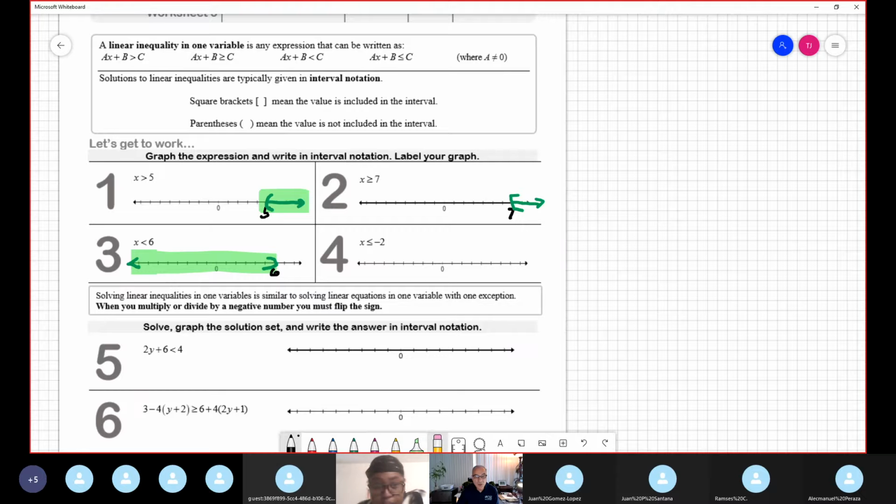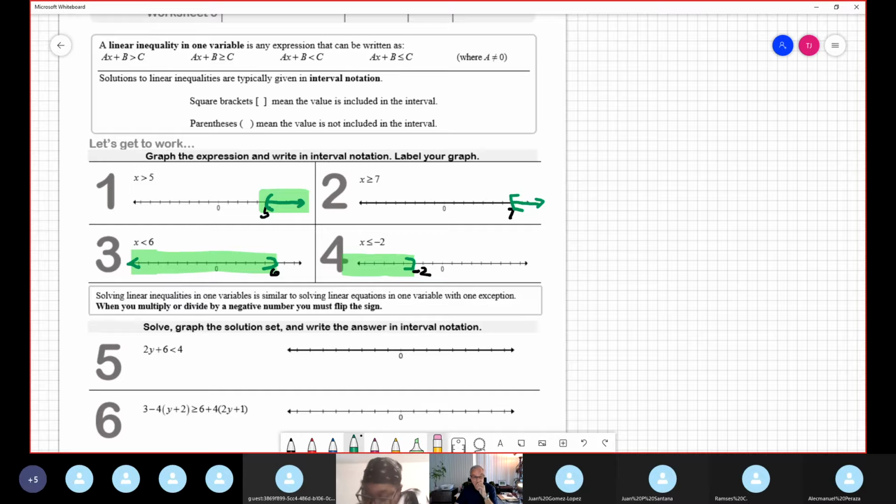Negative 2. Negative 1, negative 2 here. Again to the left because it's less than. To the left. Okay. Highlight that part.